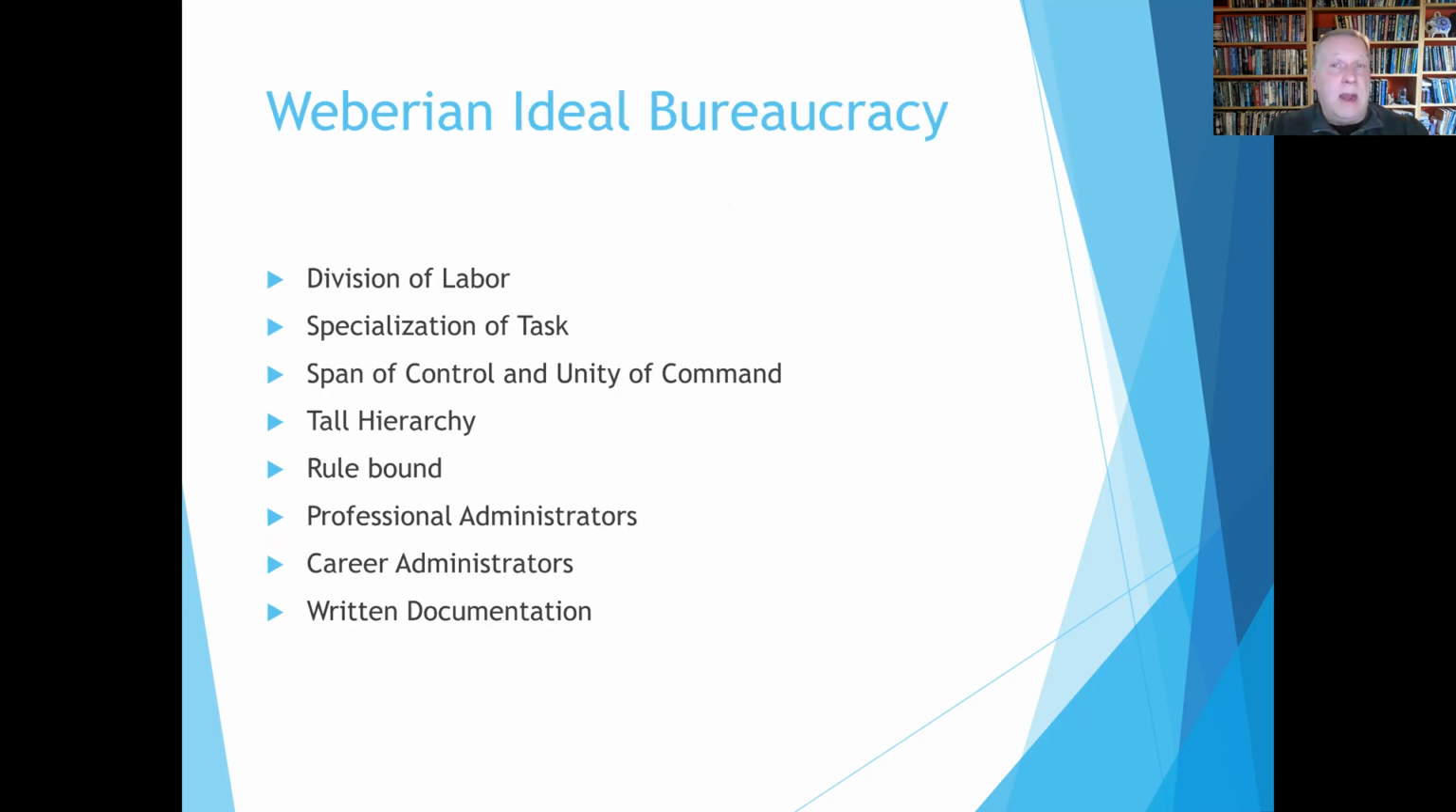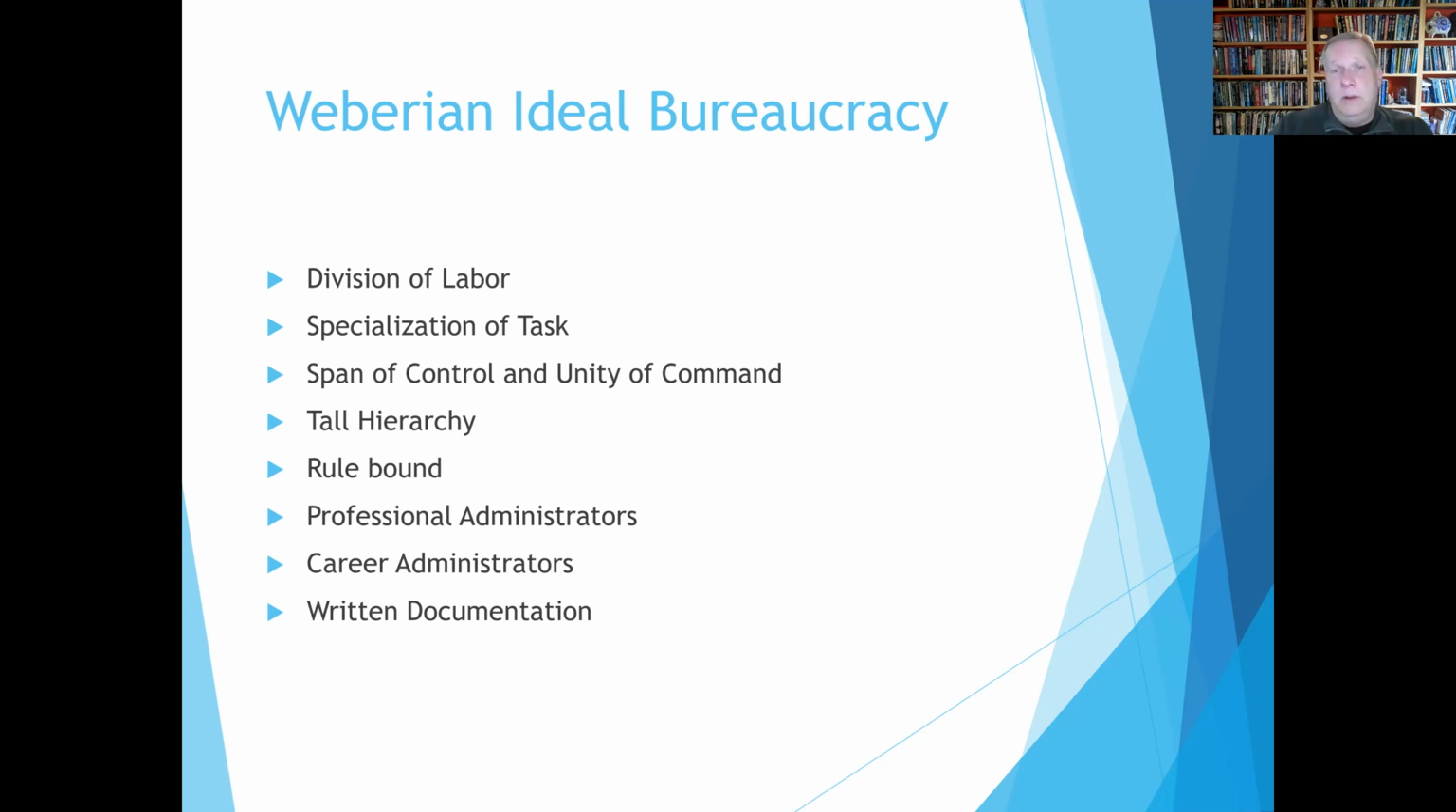But what type of bureaucratic administration did Weber believe in? He believed that organizations could be structured as what he calls ideal bureaucracies. So his search was a search to try and find the ideal structure of an organization to make that organization as efficient and effective as possible. For Weber, an ideal bureaucratic structure, an ideal organizational structure, consists of things such as division of labor.